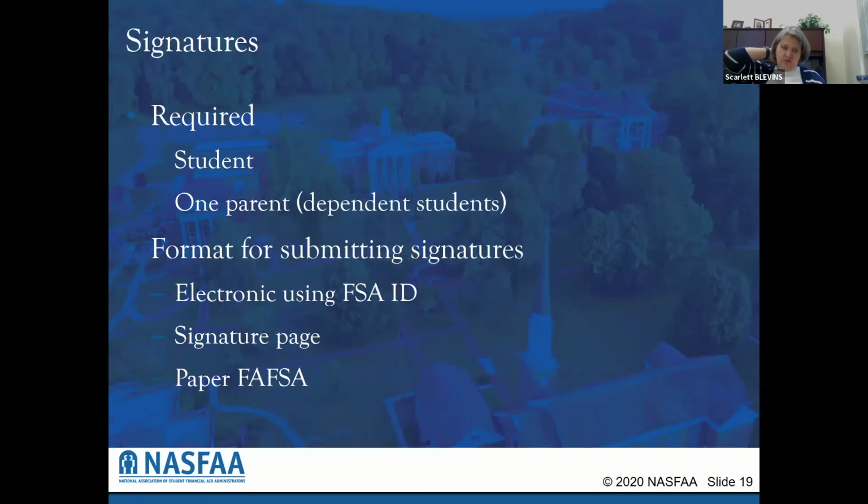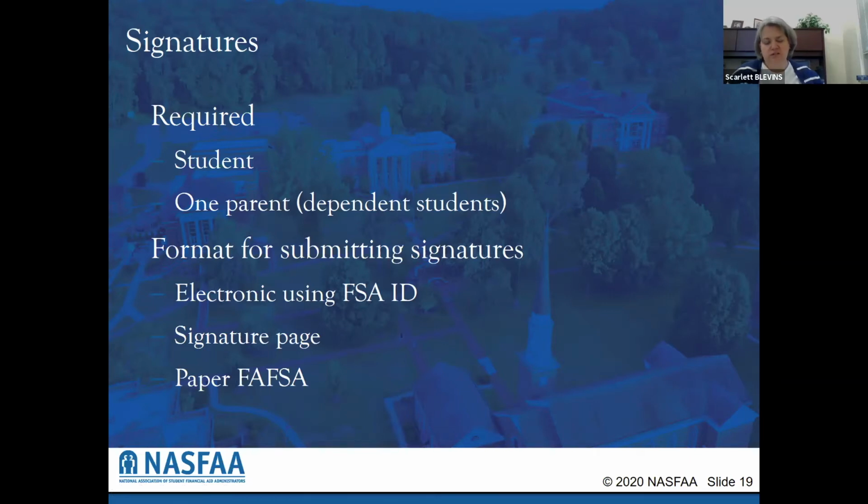There are signatures required on the FAFSA. The student, of course, would have to file, and then one parent for dependent students. And there's 3 different ways to provide a signature for the FAFSA. You can do it electronically using the FSA ID. You can print off a signature page and mail it in, or if you do a paper FAFSA, you would sign the paper FAFSA and mail it in.